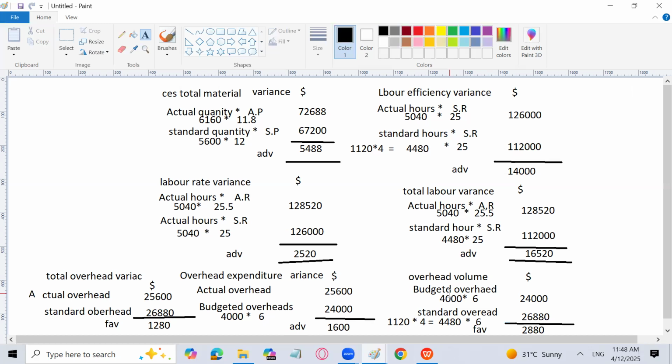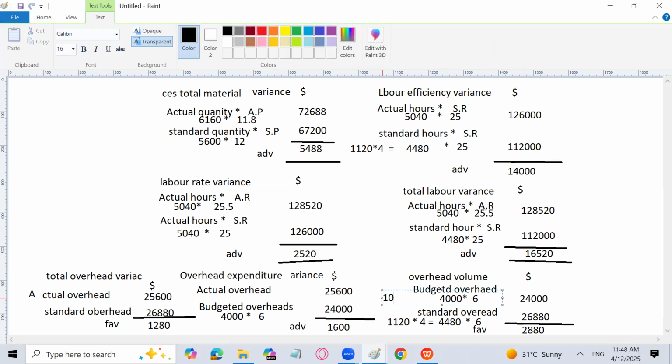See, the budgeted overhead cost says that you are going to produce 1,000 units and you are taking 4 hours. But you have produced more units. You have produced 1,120 units, right? And the standard overhead rate is 6 per hour, and you are now consuming 4,480 hours. So this is favorable because you are able to produce more units. That is why the budgeted overhead volume variance is favorable, because the actual units produced are more than the budgeted units produced.